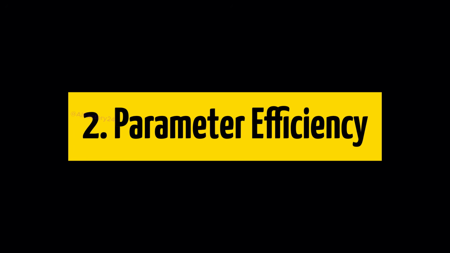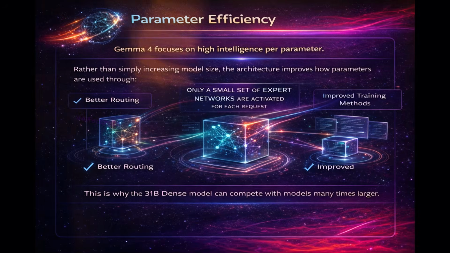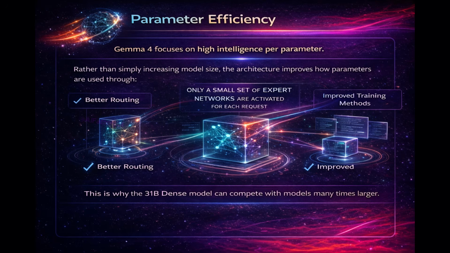2. Parameter efficiency. Gemma 4 focuses on high intelligence per parameter. Rather than simply increasing model size, the architecture improves how parameters are used through better routing, optimized attention mechanisms, improved training methods. This is why the 31B dense model can compete with models many times larger.